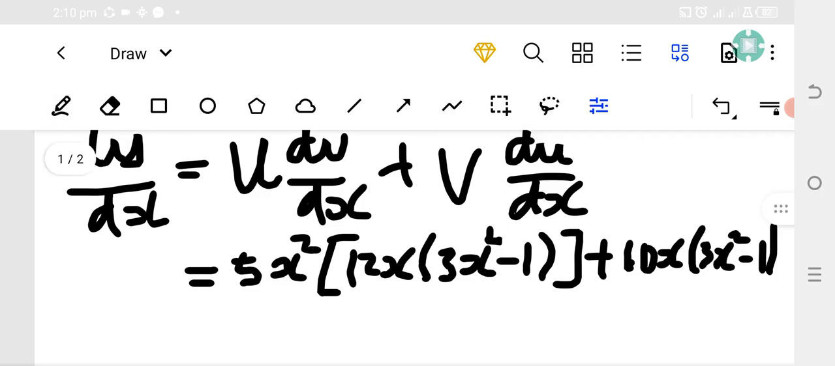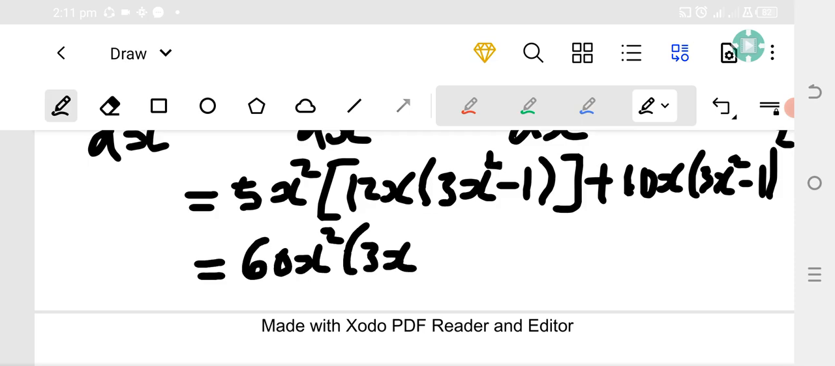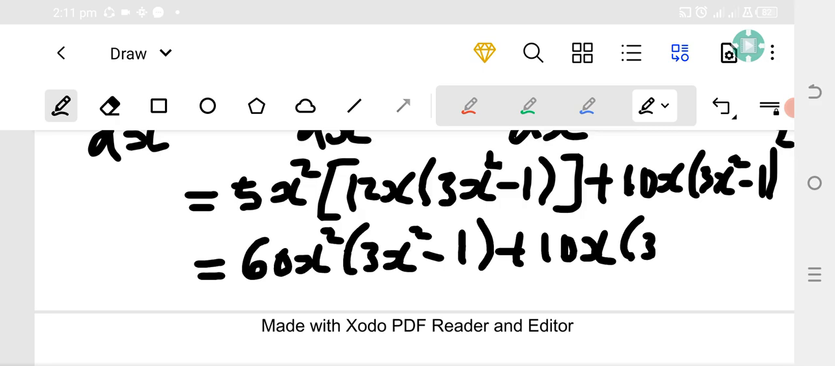I'm running out of space, so I need to write smaller. As you can see, this bracket is common here, so I won't tamper with it, and we'll take advantage and factor it out. 5 multiplied by 12 is 60. So we're going to have 60x squared multiplied by (3x squared minus 1), like that, plus 10x multiplied by (3x squared minus 1) raised to the power 2.